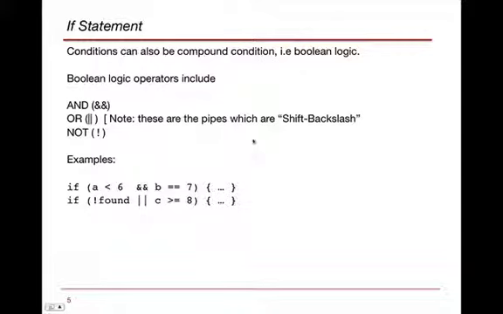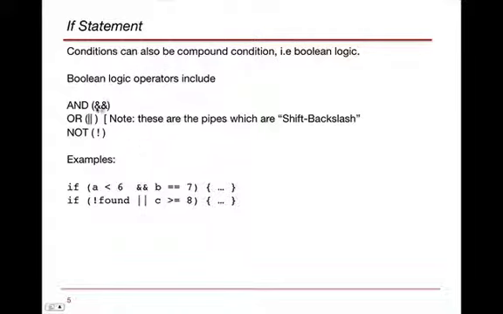So conditions can also be compound. What that means is we want to test two conditions at the same time. So we will use the Boolean logical operators. And these logical operators are and, or, and not. And for those of you who are familiar with more programming, you would ask, is there an exclusive or? And the answer is yes, there is. But we're not going to do that right now.